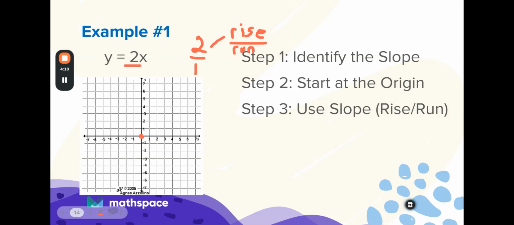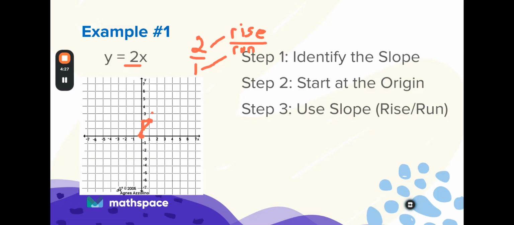So I'm going to start at the origin. This is a positive 2, so I'm going to go up 2 spaces: 1, 2. And then my run is 1, so I'm going to go to the right 1. And then this is where I would put my next dot, and then I would connect those together.